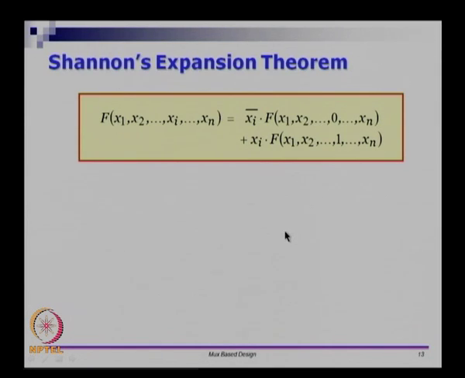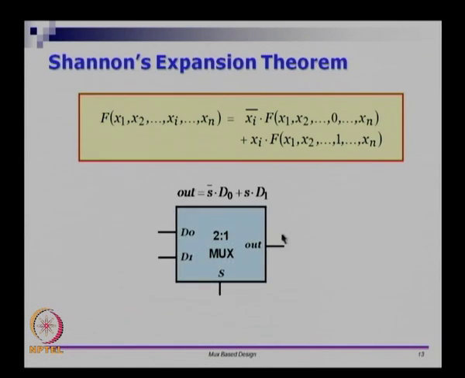Why is this interesting? One way to think about this is, if you think in terms of a mux, if I have select bar into something plus select into something, you can see the structure, right? It is very similar. If xi is the select line, then select bar into some f of some n minus 1 input function plus select into f of some n minus 1 input function. So that is why it is interesting. If you write it in this form, then you can write the output as select bar into d0 plus select into d1, that is a 2 to 1 mux.